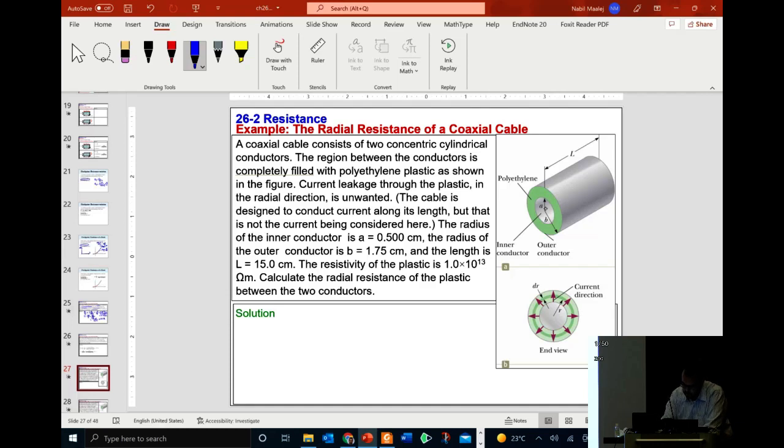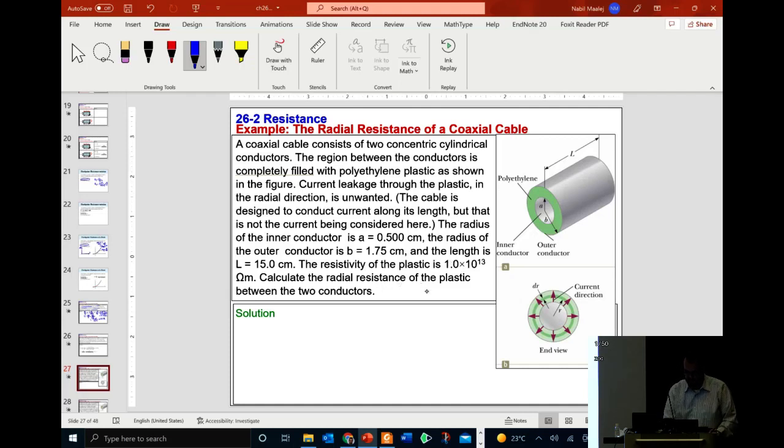Normally the conductor that is inside, that's where we conduct the current, and usually the outer conductor we connect to ground for shielding and so on, and reducing the noise. The problem here is that's not the current that we are interested in. We are interested in what we call the leakage current. Okay, the radius of the inner conductor is 0.5 centimeters. The radius of the outer conductor is 1.75 centimeters, and the length is 15 centimeters. The resistivity of the plastic is 10 to the power 13 ohm meter. It's a very high resistivity because it's not supposed to conduct.